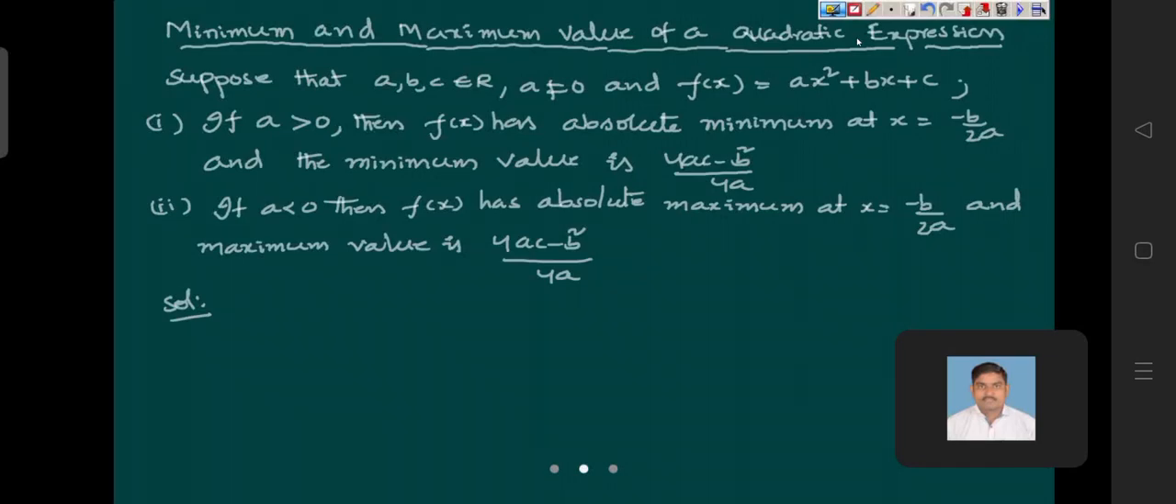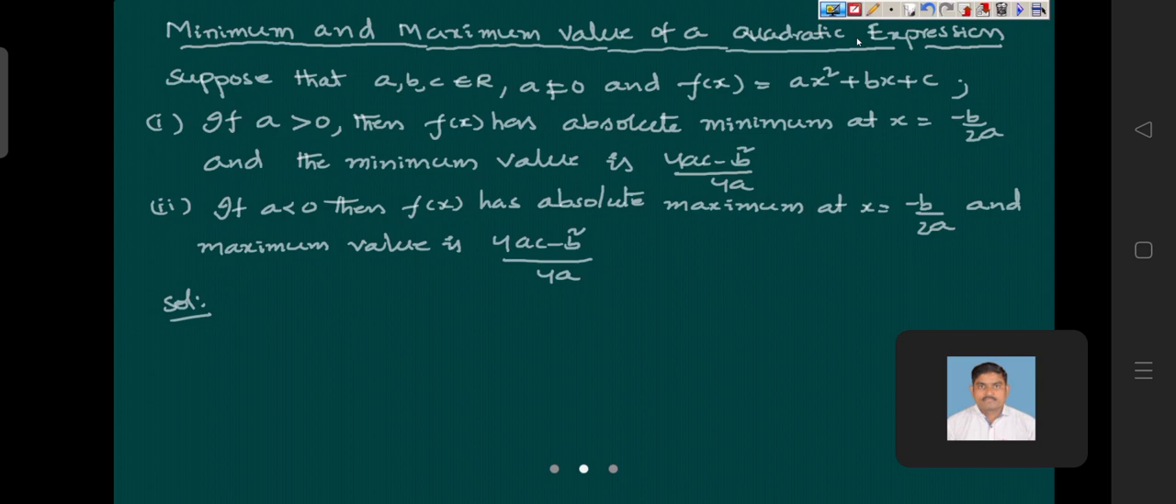Minimum and maximum value of a quadratic expression. Suppose that a, b, c are any real numbers, a is not equal to 0 and f of x is equal to ax square plus bx plus c. If a is greater than 0, then f of x has an absolute minimum value at x is equal to minus b by 2a, and the minimum value is (4ac minus b square) by 4a.